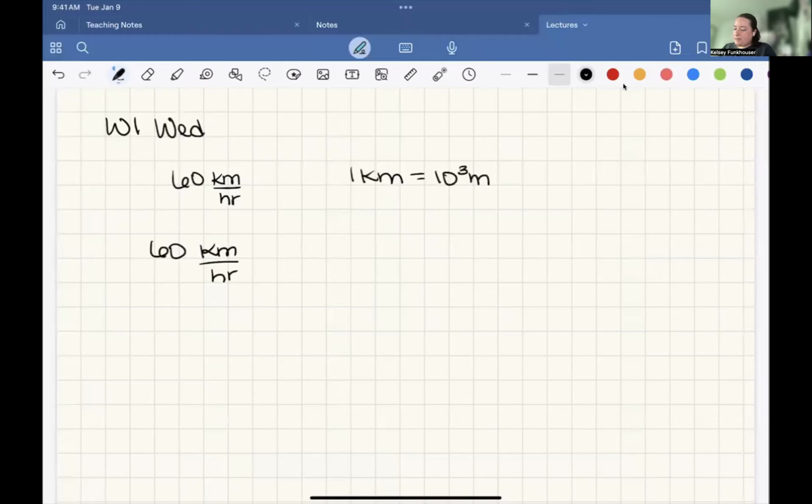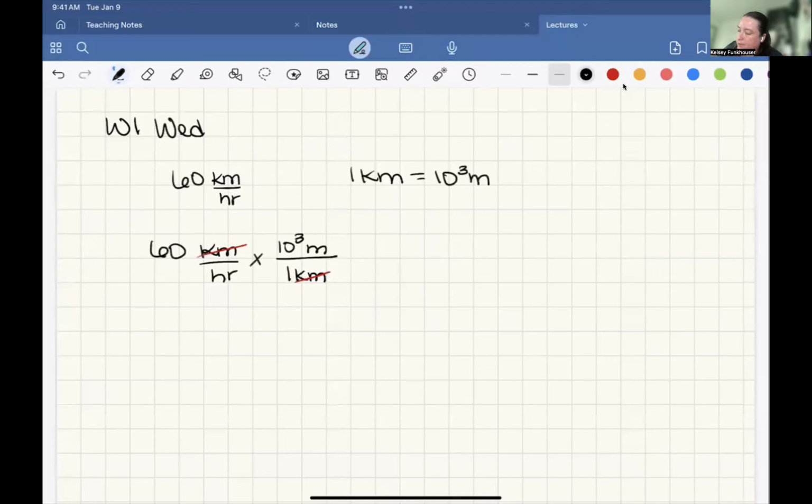And so how do we want to set this up? Kilometers on the top, so that means that in our conversion factor, it should be on the bottom. So 1 kilometer here and 10 to the 3 meters up there. Perfect. That will cancel out kilometers. Awesome. Now we have hours.